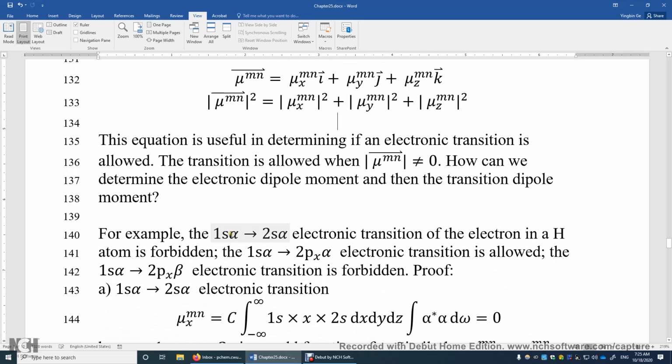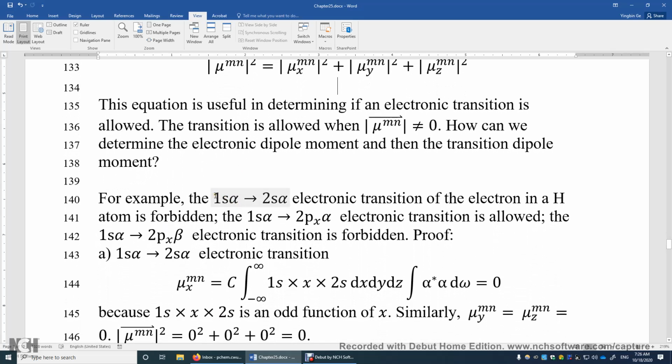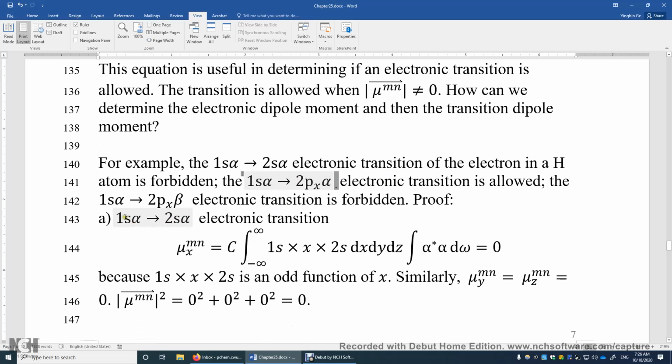Now let's look at 2 examples. In the hydrogen atom, the 1s to 2s electronic transition is forbidden. The 1s to 2p electronic transition is allowed. So we're going to prove this. Let's look at the 1s to 2s electronic transition, assuming the electron spin is conserved. We'll just look at this x component.